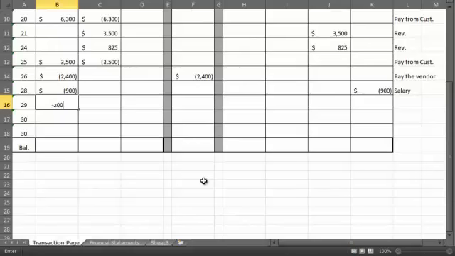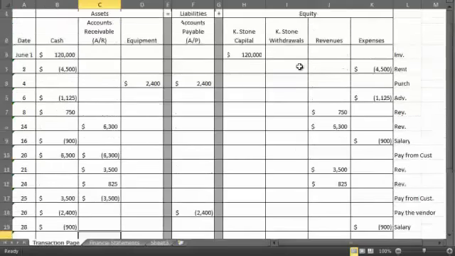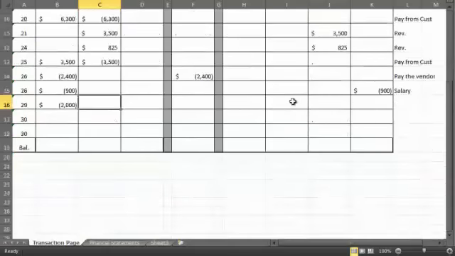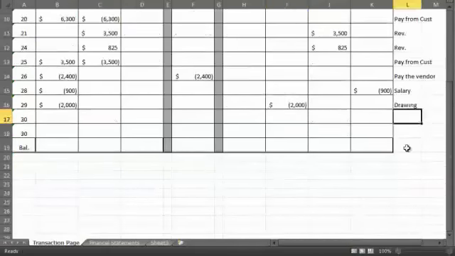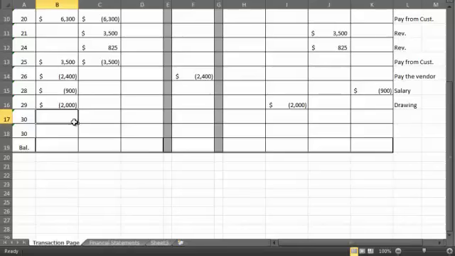So we are going to reduce our cash by the $2,000 that the owner withdrew, and we will put that in the withdrawal column on that date. And because withdrawals reduce equity, just like expenses, we will record that as a negative. You will also hear me refer to a withdrawal as a drawing. Just know that a withdrawal and a drawing are both the same thing.